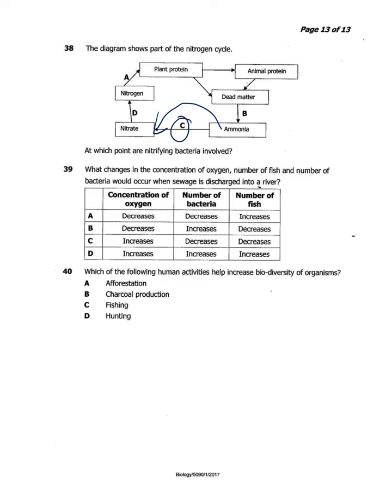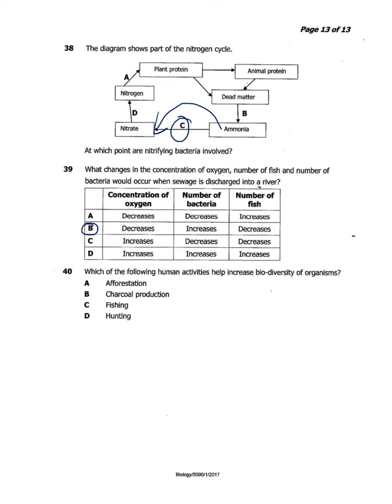Then what changes in the concentration of oxygen, numbers of fish and number of bacteria would occur when sewage is discharged into a river? So here we are looking at eutrophication. So concentration of oxygen will decrease, bacteria will increase because of the sewage, then the number of fish will decrease. Why? There is no oxygen for fish to survive.